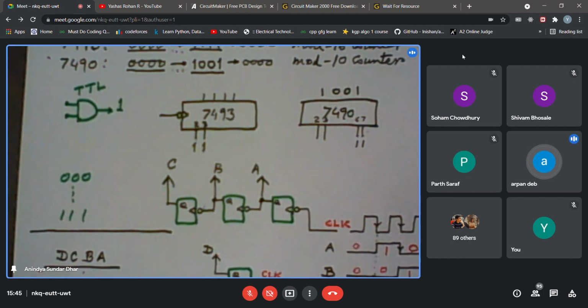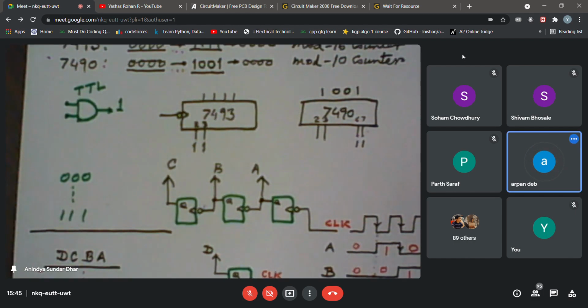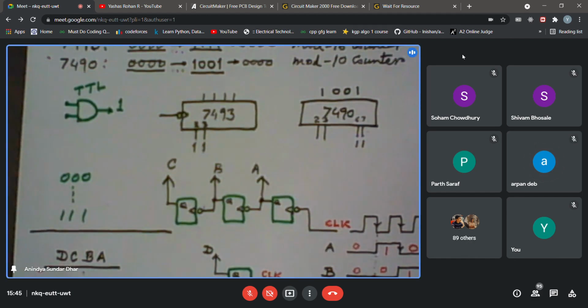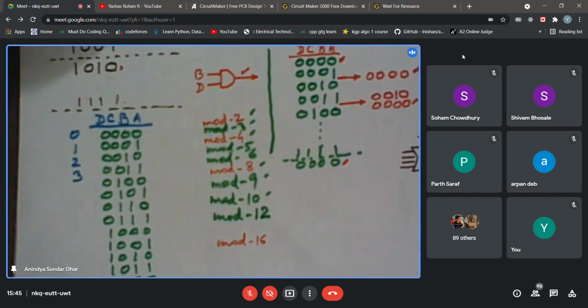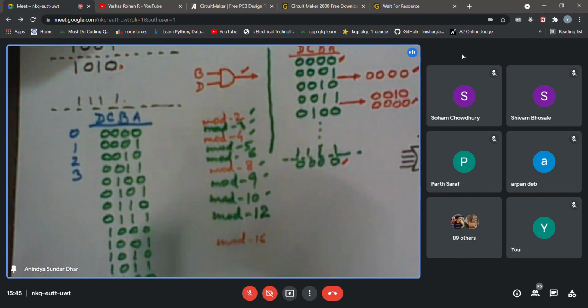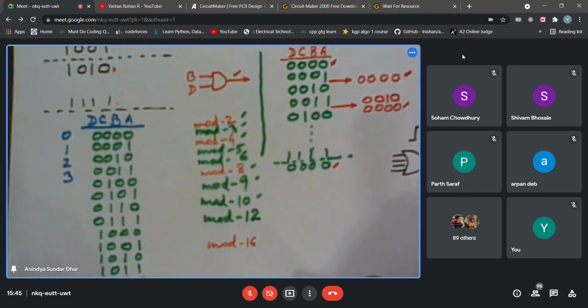So they have AND gates to count up to 10. Okay, so count up to 10. That means when your B and D, what are the signals we have identified? B and D, right? When B and D they are high, then it will be reset. So think about flip-flops. I'm just drawing it over here once again.